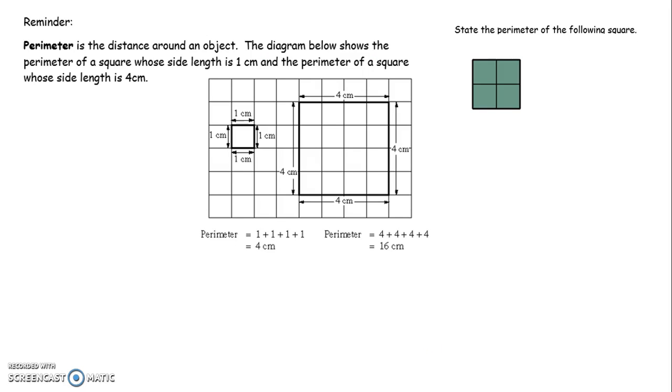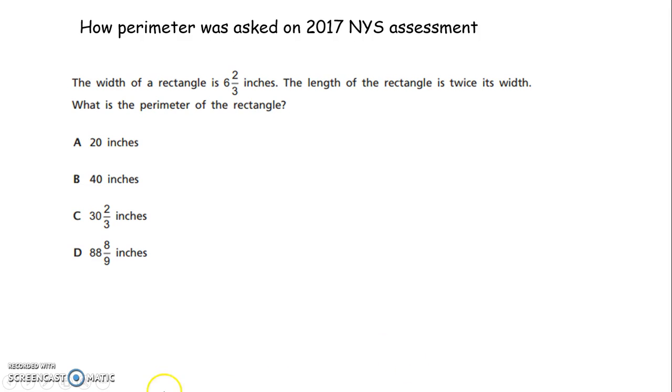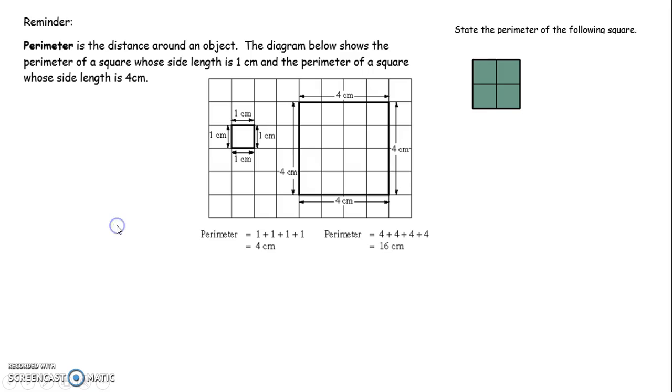So here's a quick reminder. Perimeter is just the distance around an object. The diagram below shows the perimeter of a square whose length is 1 on each side. Oops, sorry about that. I'm skipping slides. So this one, they asked you for a perimeter, and it was just 1 centimeter on each side. 1 plus 1 plus 1 plus 1. That's 4 centimeters. And then the perimeter of a square that's 4 centimeters on each side: 1, 2, 3, 4, 5, 6, 7, 8, 9, 10, 11, 12, 13, 14, 15, 16. So that's 16 centimeters if you just add up all the sides.